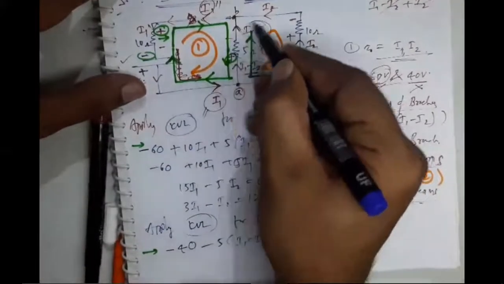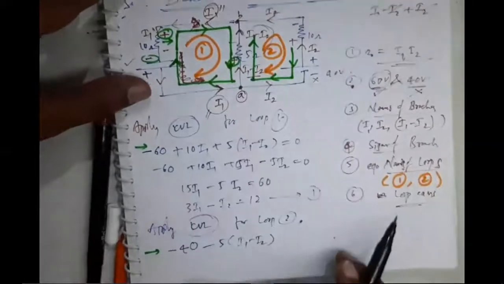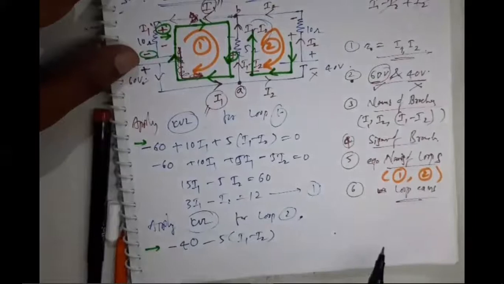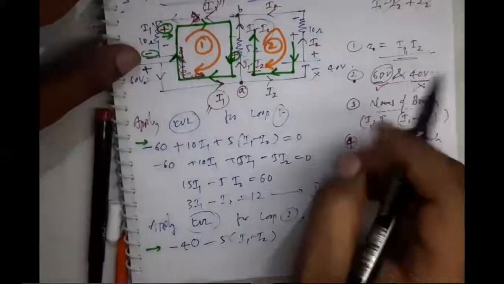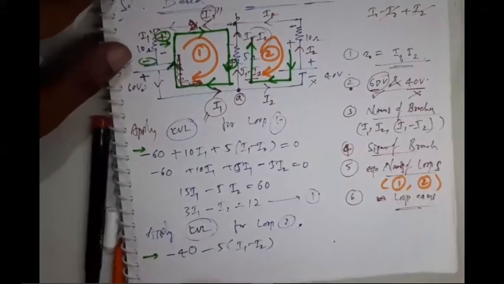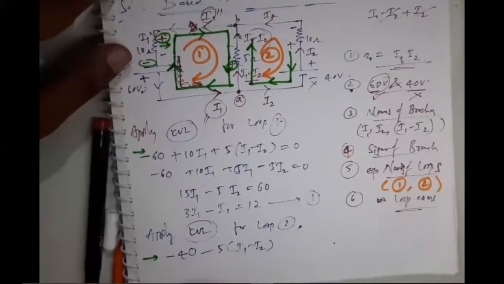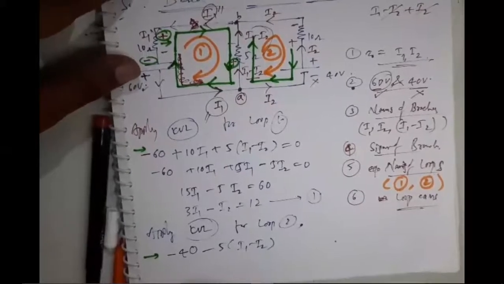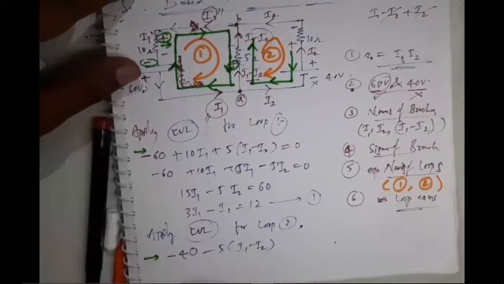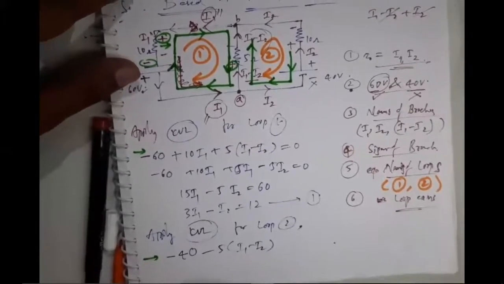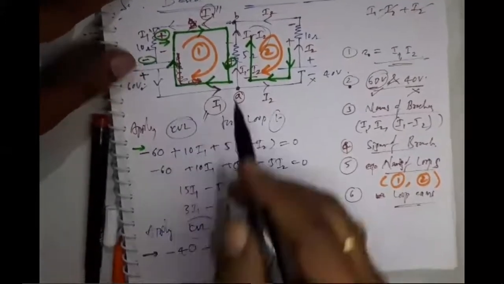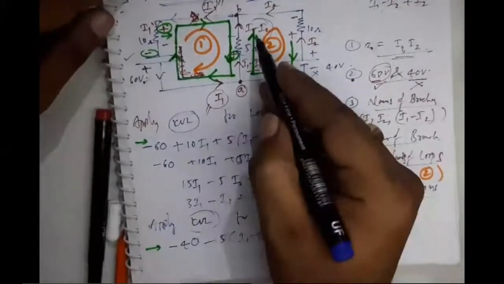You are always considering voltage drop for the writing of the loop equation. The supplying voltage should be equal to the dropping voltage. If you give 100 volts, that 100 volts needs to be utilized in the complete loop, by some of the loads, either resistive load, inductive load, or capacitive load. That is the reason you consider current and resistance, that is voltage drop. Minus 5 (I1 minus I2).